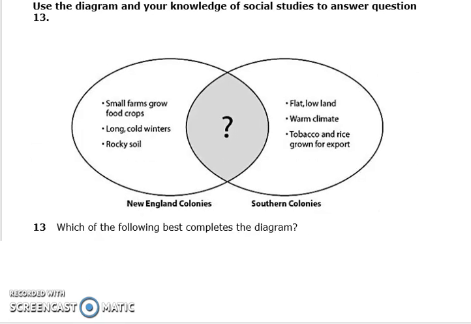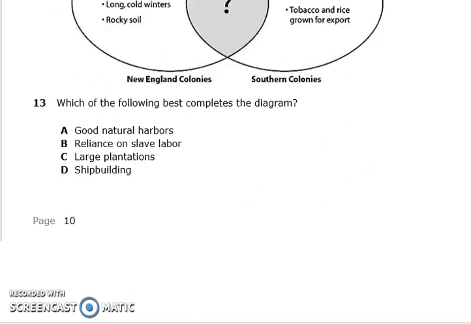Number 13. Use the diagram and your knowledge of social studies to answer the question. Which of the following best completes the diagram? A. Good natural harbors. B. Reliance on slave labor. C. Large plantations. D. Shipbuilding.